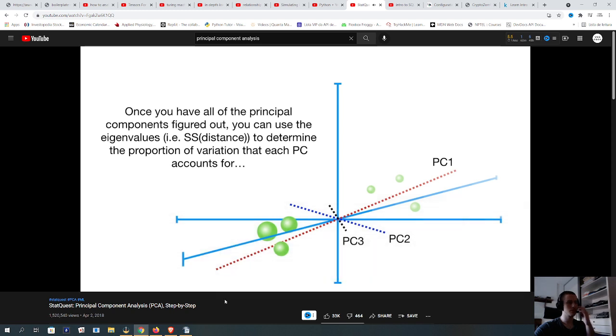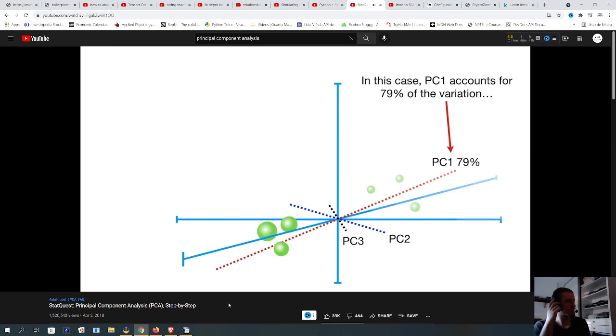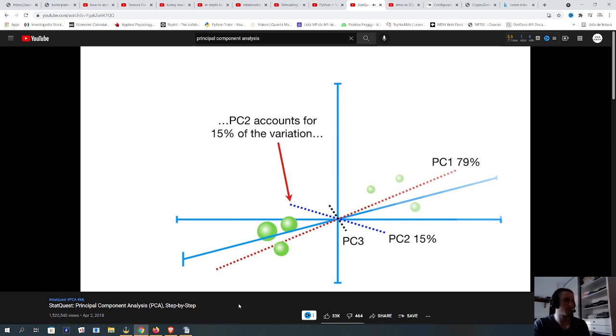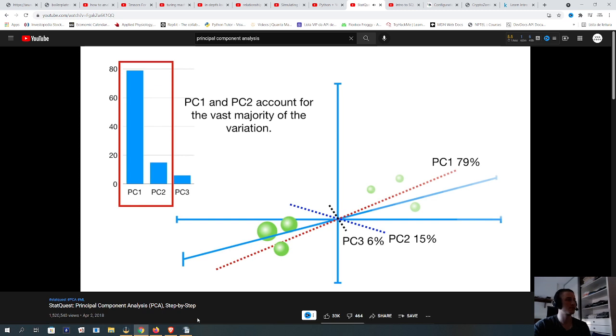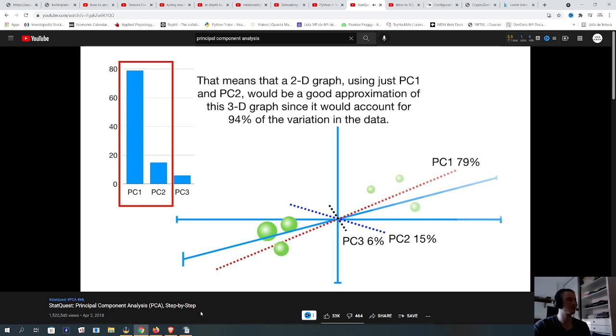Once you have all the principal components figured out, you can use the eigenvalues, i.e., the sums of squares of the distances, to determine the proportion of variation that each PC accounts for. In this case, PC1 accounts for 79% of the variation, PC2 accounts for 15% of the variation, and PC3 accounts for 6% of the variation. Here's the scree plot. PC1 and PC2 account for the vast majority of the variation. That means that a 2D graph, using just PC1 and PC2, would be a good approximation of this 3D graph, since it would account for 94% of the variation in the data.